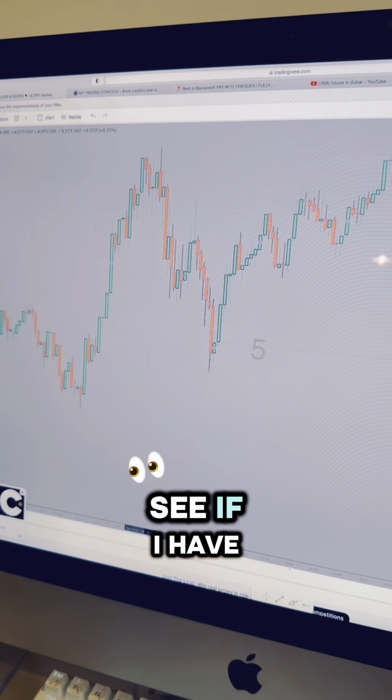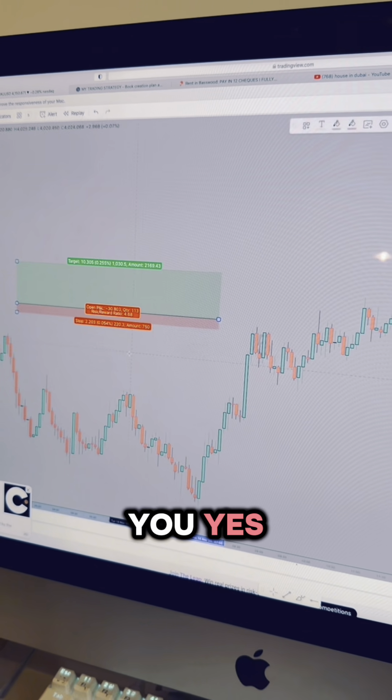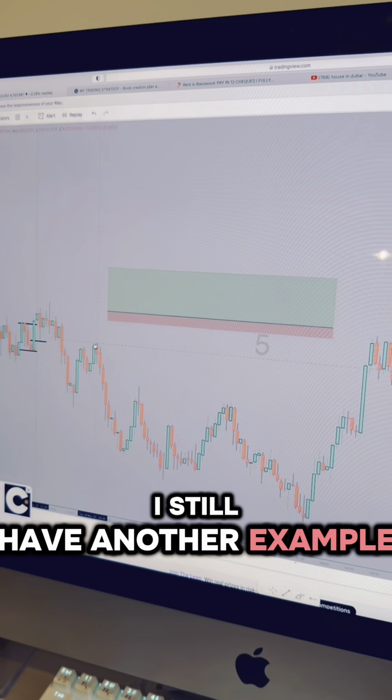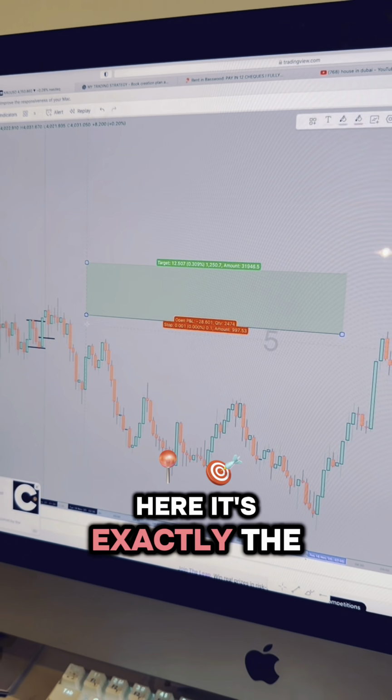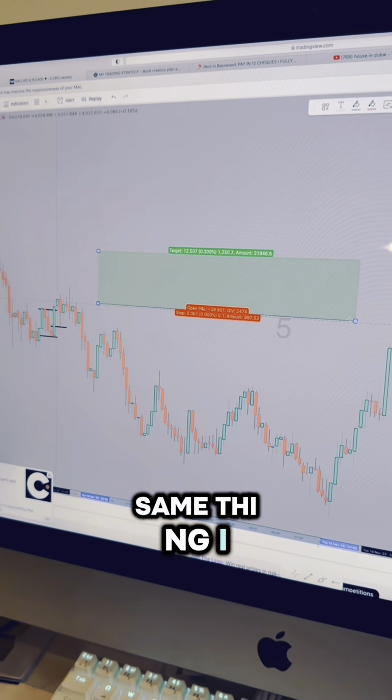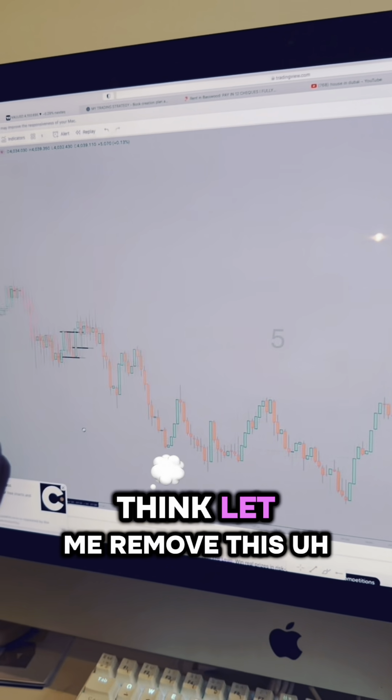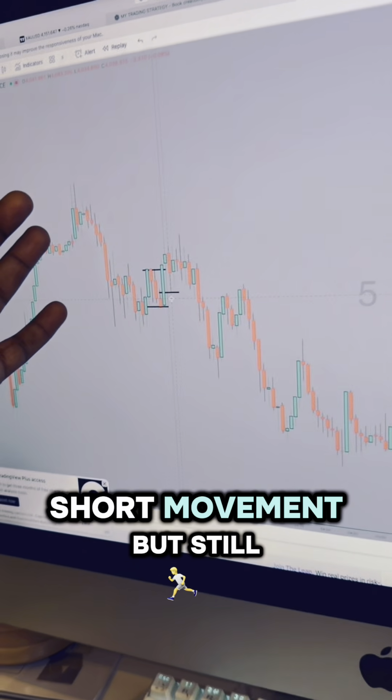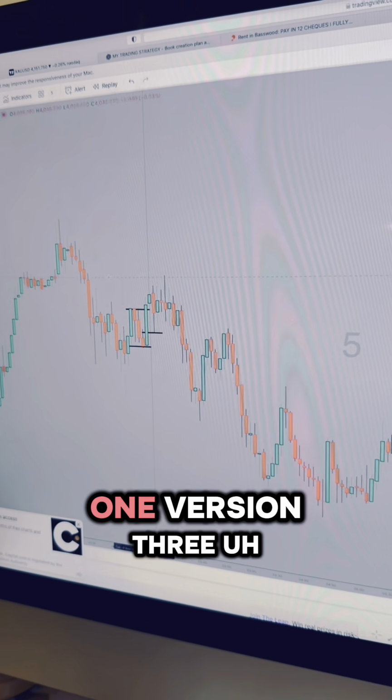So this is something that happens almost every time. Let me try to see if I have another example to show you. Yes, I still have another example here. It's exactly the same thing, I think. Let me remove this. This is a very short movement, but still we got around maybe 1:3.